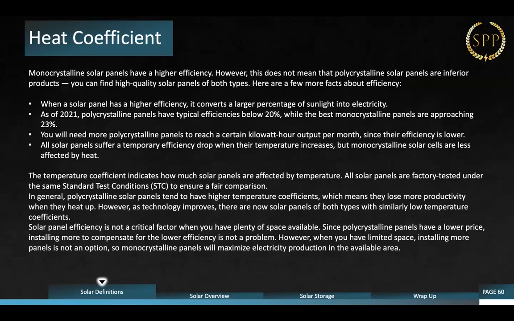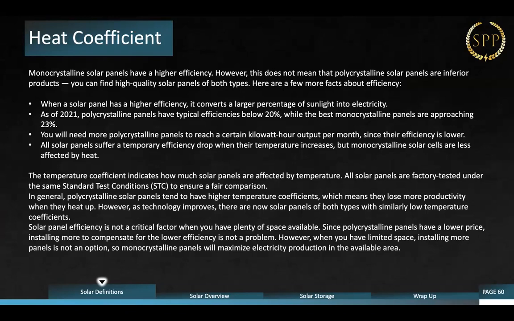However, it doesn't mean that polycrystalline panels are inferior products. You can find high quality solar panels of both types. Here's a few facts about the efficiency. When solar panels have higher efficiency, it converts a larger percentage of the sunlight into electricity. As of 2021, polycrystalline panels have typical efficiencies of below 20%, while the best monocrystalline panels are approaching 23%.